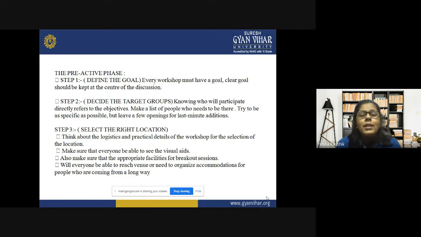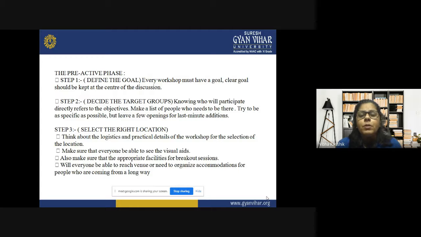Step 2: decide the target group. Knowing who will participate directly refers to the objectives. Who are going to participate in that workshop? That will be the target group. Whether that workshop will be organized for in-service teachers or for pre-service teachers. The pre-service teachers and the in-service teachers are the target groups for which we are organizing a particular workshop.